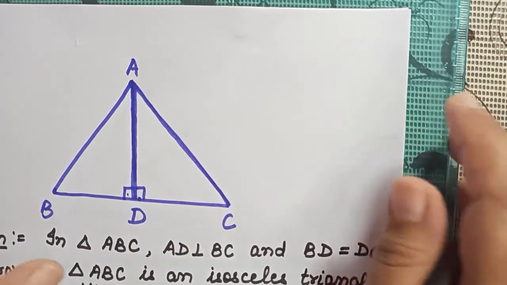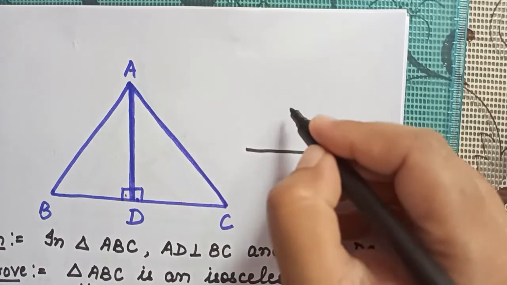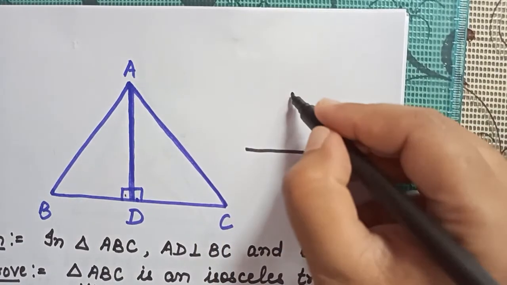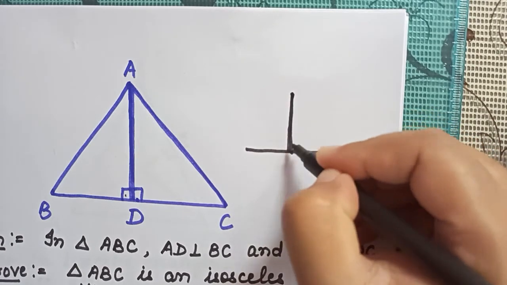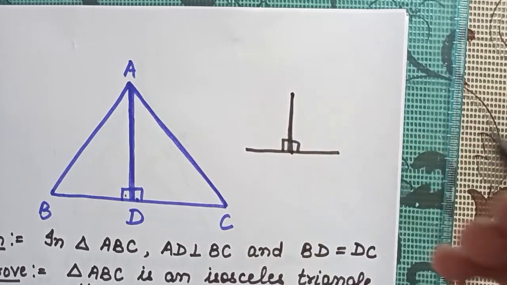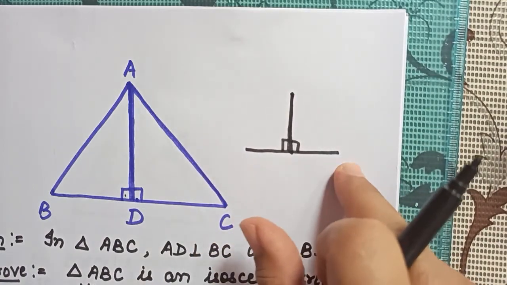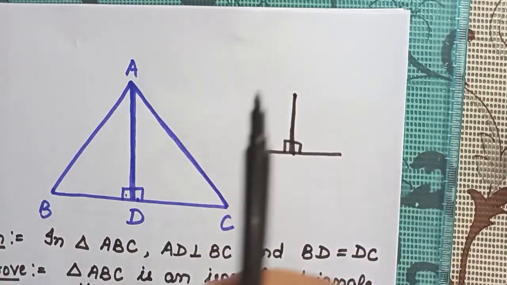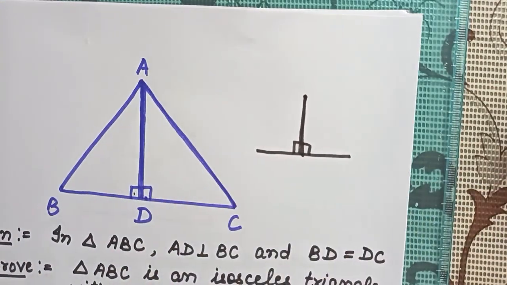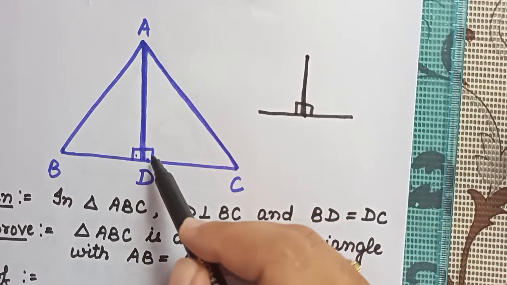Now what is a perpendicular bisector? Suppose we are given a line segment and from a point here we drop a perpendicular bisector. Perpendicular means it will make an angle of 90 degrees, and bisector means it will divide this line into two equal parts. In the same way, AD is the perpendicular bisector of BC. So it means these two angles are each 90 degrees.